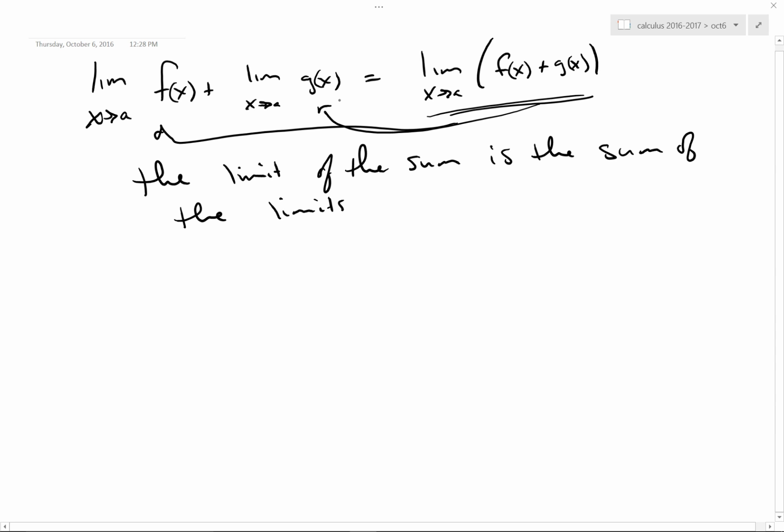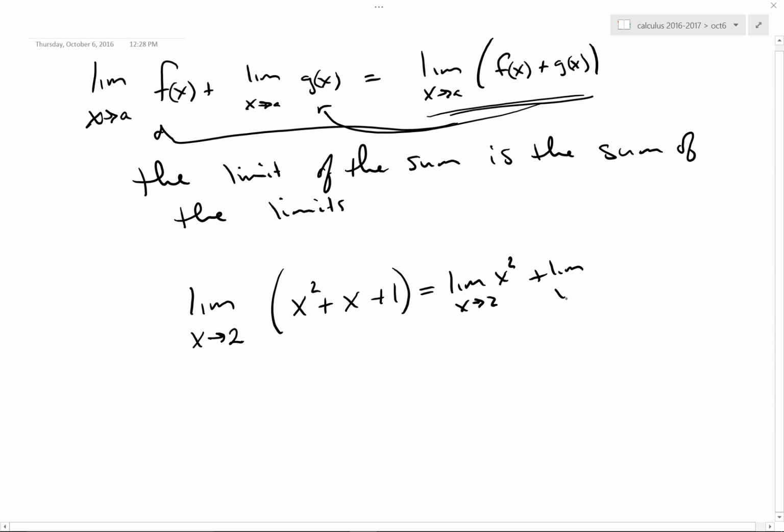For instance, on this problem right here. Are you ready for it? This is exciting. The limit as x approaches 2 of x squared plus x plus 1, or something ridiculous like this. Mr. Grimm, are you saying that I could just take the limit of x squared plus the limit of x plus the limit of 1? Indeed, that is what I'm saying. Why do I need to do that? It will become very much apparent later on why that is a hugely important law. Right now you're like, oh, okay, it doesn't seem that hard. It's not. But it's very important.